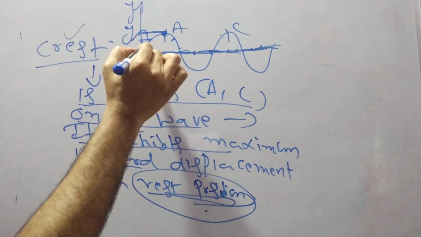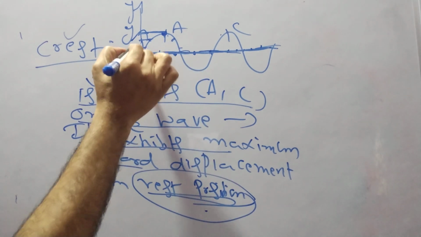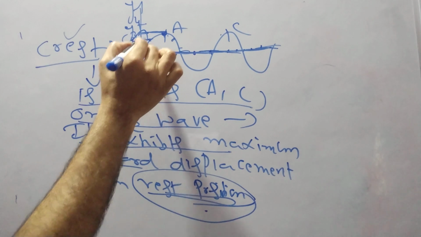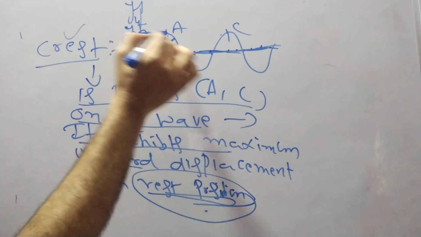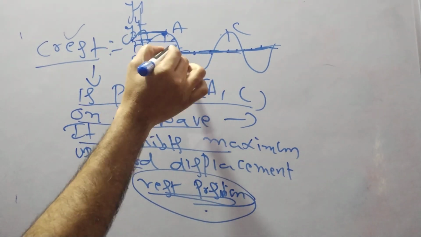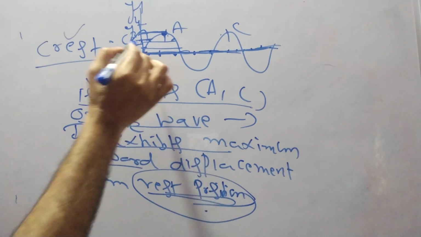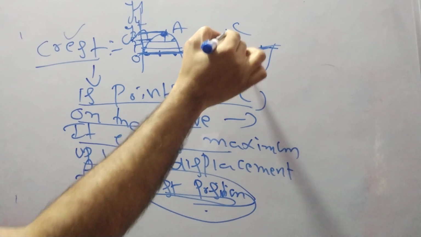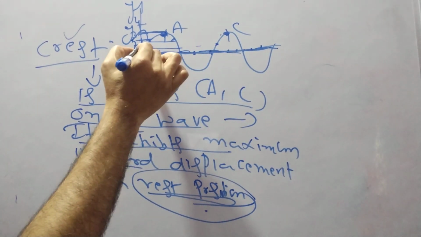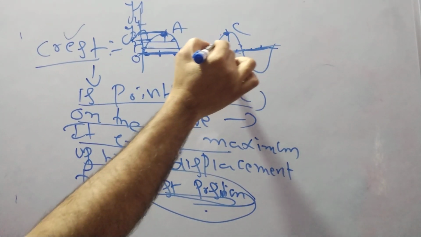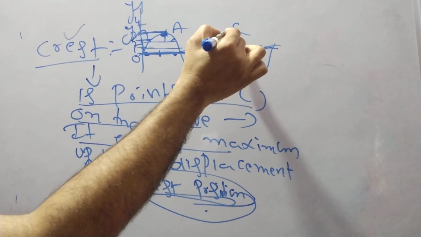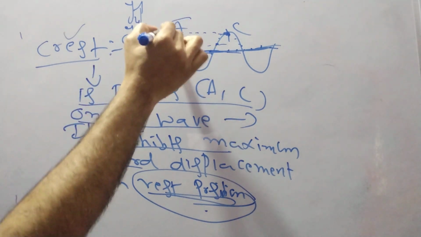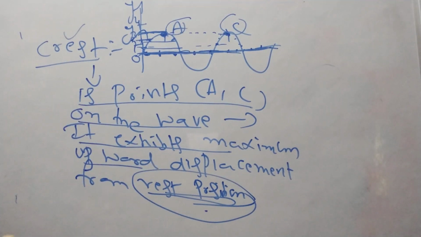If you take any point, this is the value. Suppose this is 1, 2, 3, 4. If you take this axis, this point is giving 1, this point is giving 2, this point is giving 3, this point is giving again 1.8, this is giving 1. So out of these, 3 is the maximum value, and C is also the same. Only this point will get the maximum value, that is 3. So A and C have the maximum displacement values.